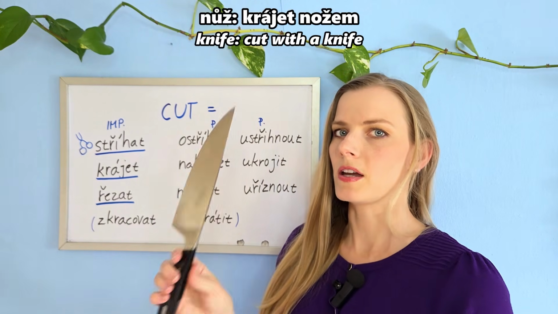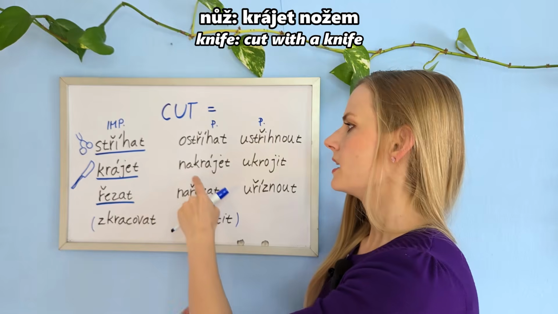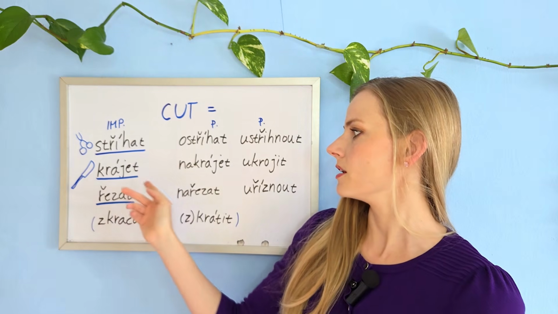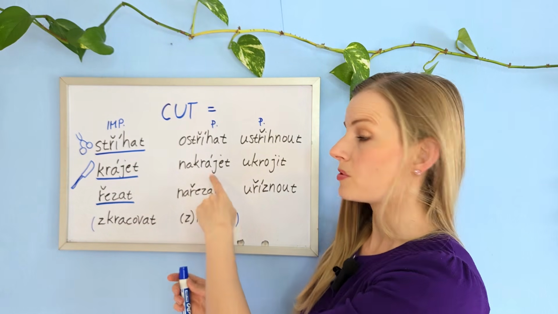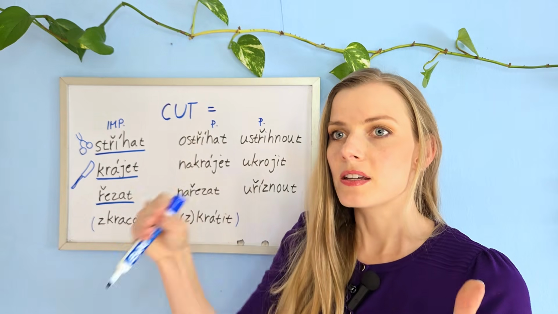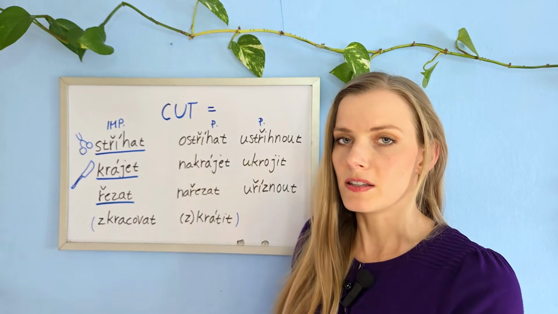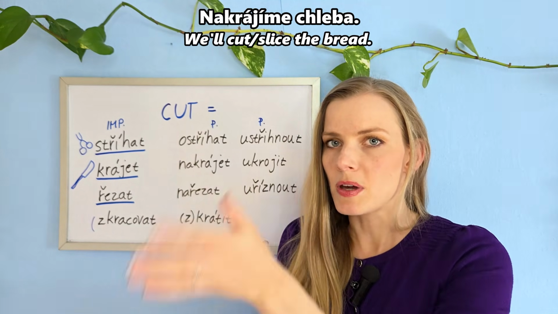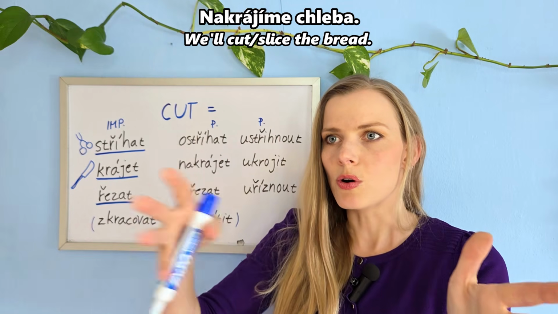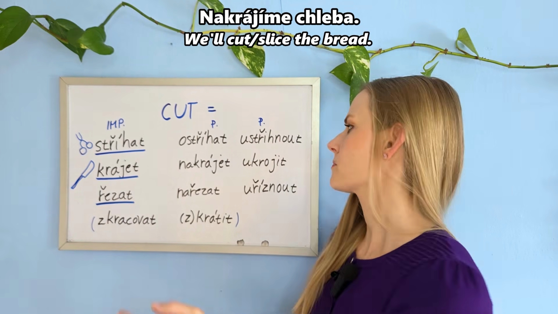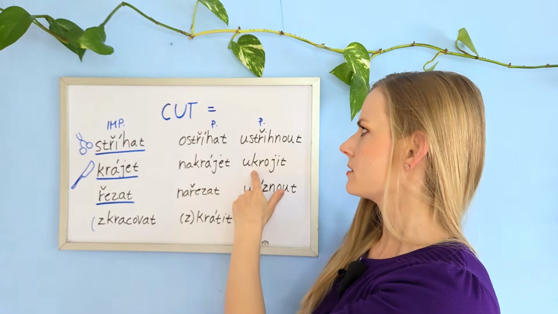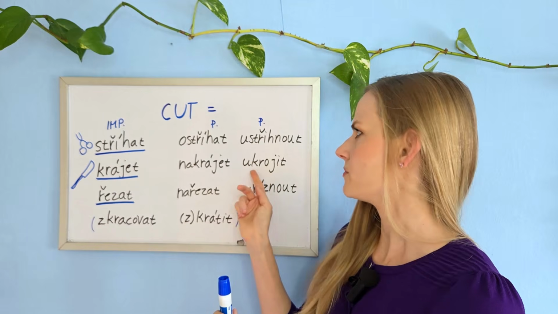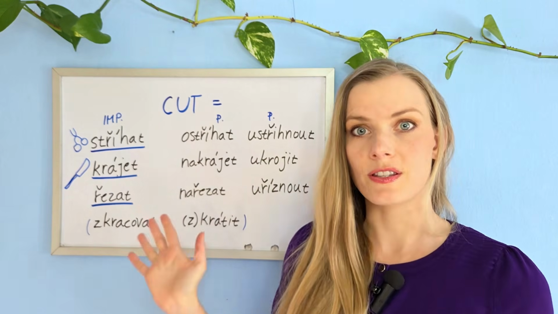Nůž. Krájet nožem. Nakrájet and ukrojit are also related to cutting with a knife. Nakrájet is perfective and it would be cutting something completely, slicing. For example, you have a loaf of bread, nakrájíme chleba. You cut it all into slices or pieces. Ukrojit, just like ustřihnout, means to cut a piece. Also perfective.